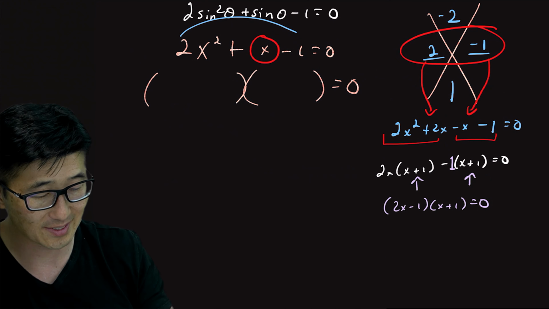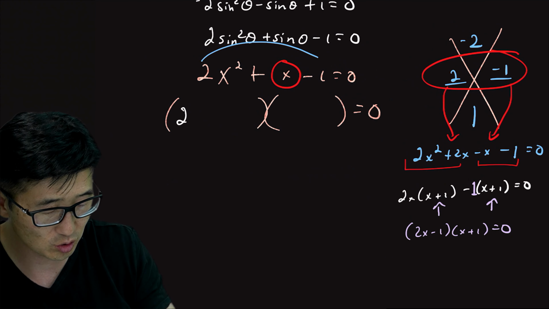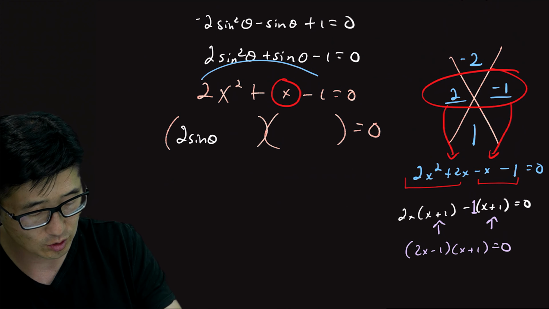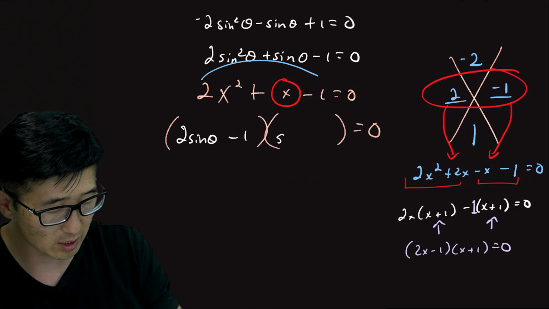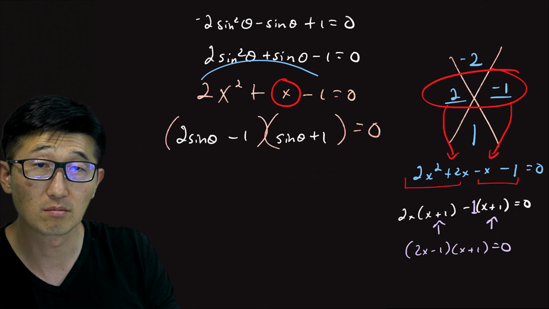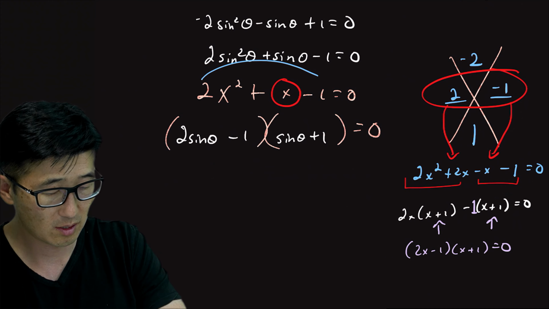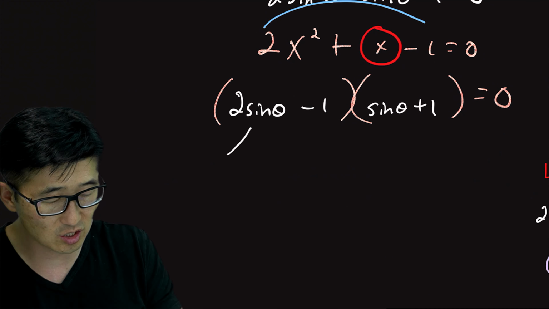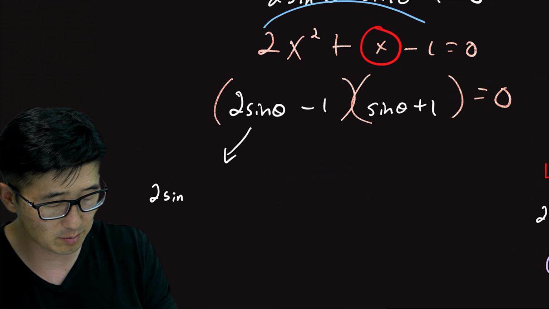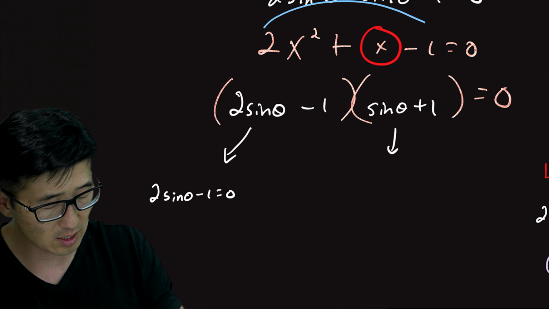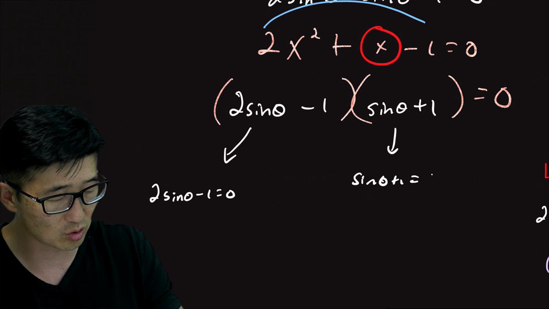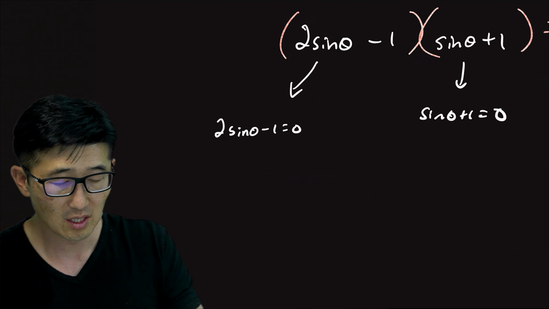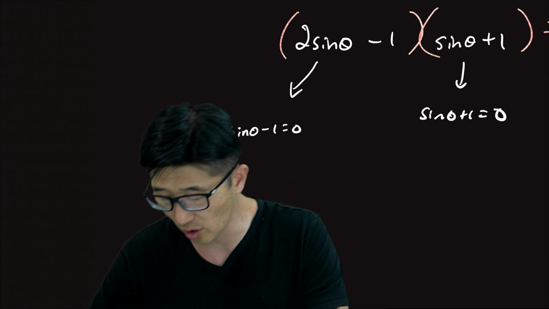Now we have to revert this back to the trig form. So x will be like a sine theta. So this will become (2 sine theta minus 1) and (sine theta plus 1). Okay, I got the same thing. Yeah. So now you set each factor to 0. 2 sine theta minus 1 equals 0, and sine theta plus 1 equals 0. And then you have two equations to solve.